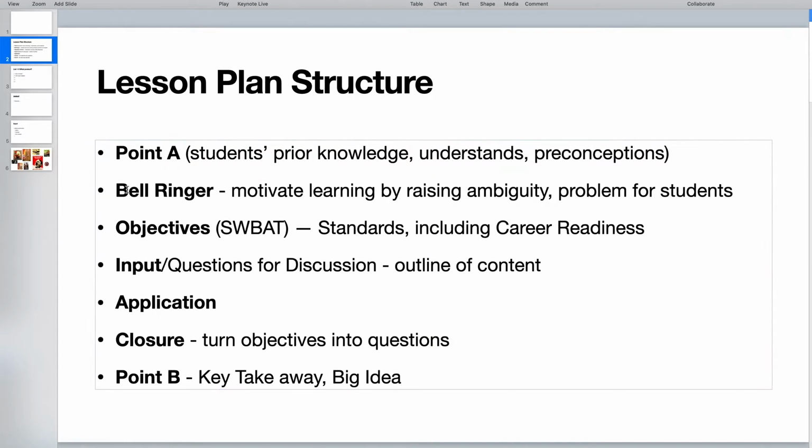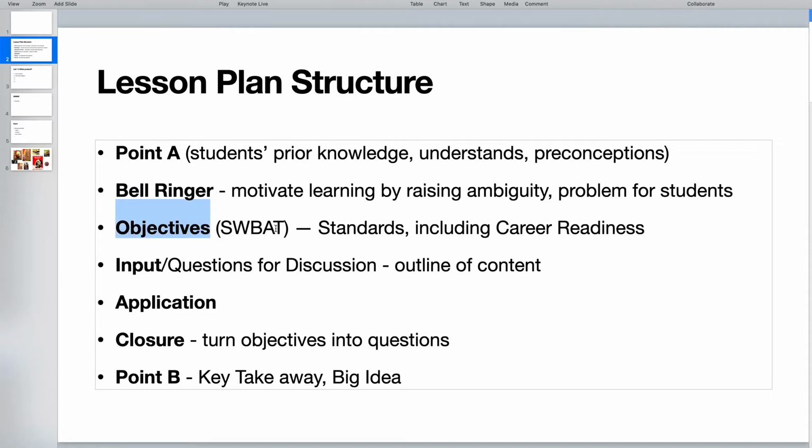A bell ringer, which is what students do in response to an ambiguity that you might pose, a problem that you might pose. What can you do to stimulate learning by showing students that they don't know quite as much as maybe they thought they did about a topic that's in their world, something that they're concerned with, something that you can build on in terms of their prior knowledge or their experiences, or you provide that experience and help them to get focused on then your objectives.